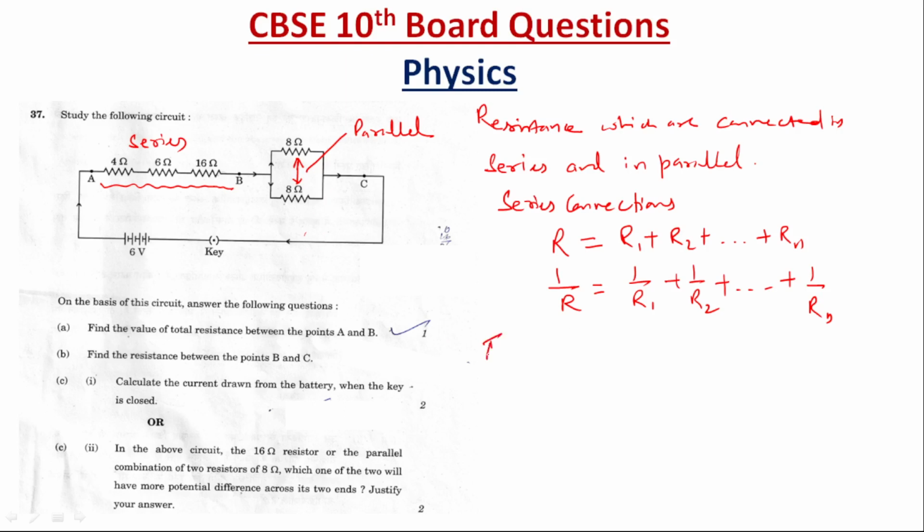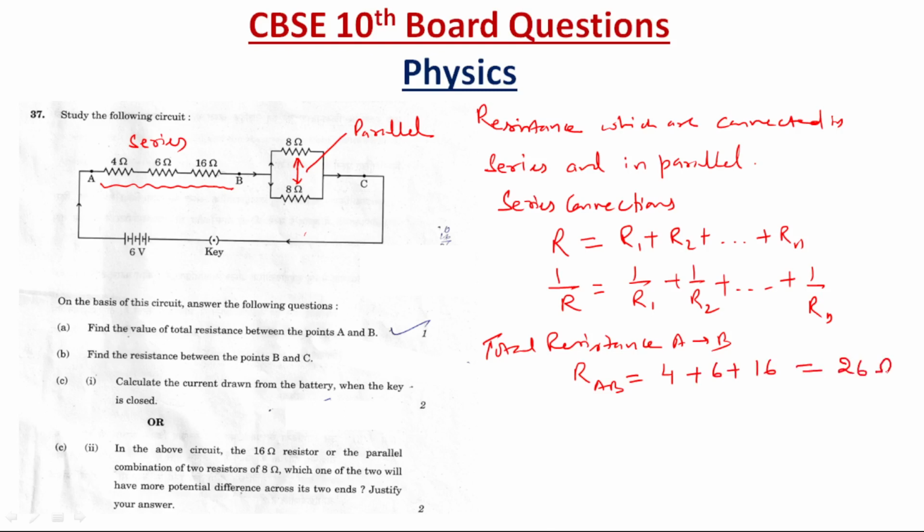So here, let us find out the total resistance between A to B first. Let us name it as RAB. So this will be equal to R1 plus R2, so three resistors are there. So this will be equal to 4 plus 6 plus 16 ohm. So that will be equal to total 26 ohm.